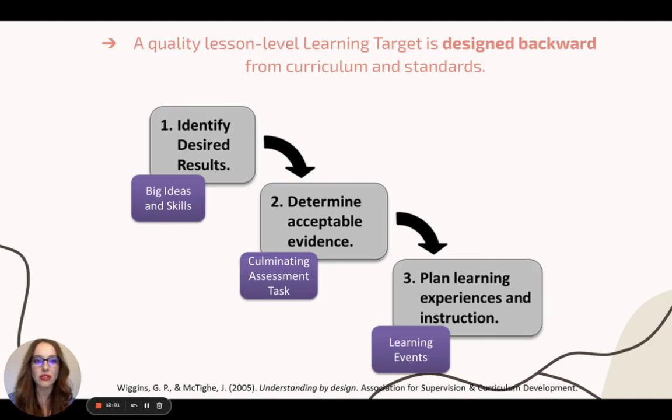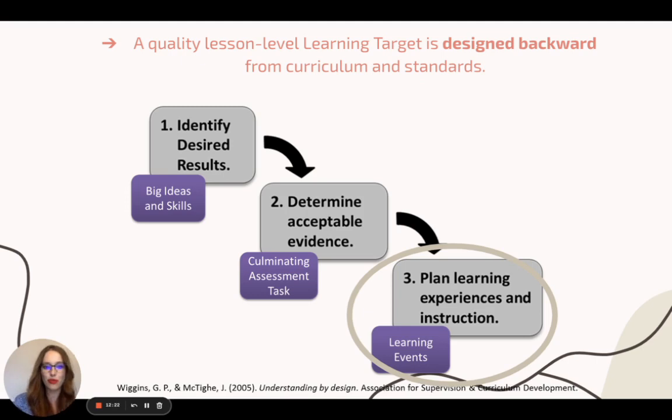So a quality lesson level learning target is designed backwards from curriculum and standards. That means you have already got your unit learning targets, those big ones that are enduring over the whole unit, your essential questions, your acceptable evidence that's going to show that they understood those, that they have achieved transfer. We're here in step 3, learning events, where you get to plan the learning experiences and instruction. So we don't do this until we get to step 3. Then we can design backwards from those big learning targets that are in Unit 1.